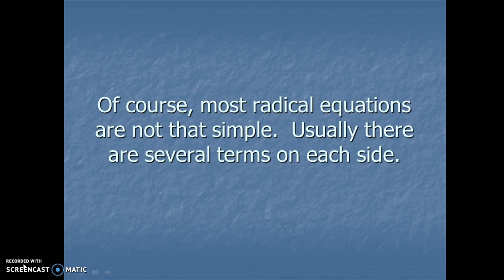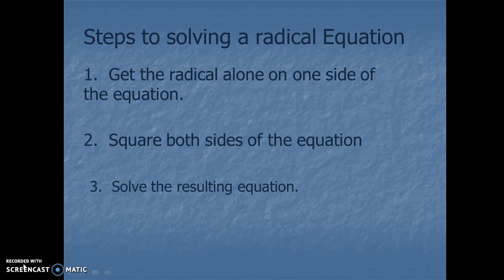Usually there are several terms on each side of the equation. So we have a 3-step process in order to solve radical equations. The first is get the radical alone on one side of the equation. Once you do that, you can square both sides of the equation. And finally, you solve the resulting equation. It's probably a 1- or 2-step equation that you would have left to solve.